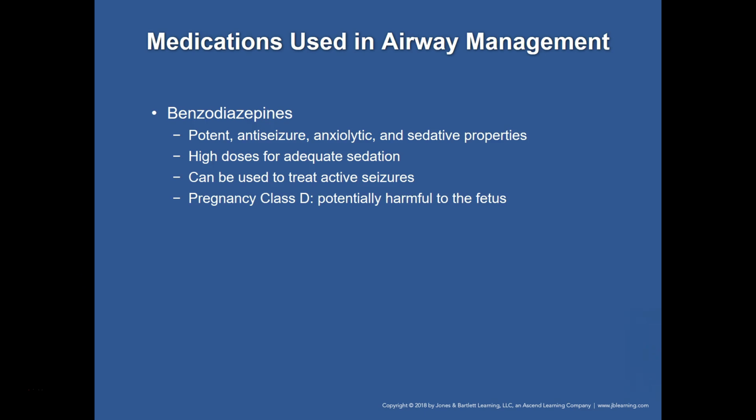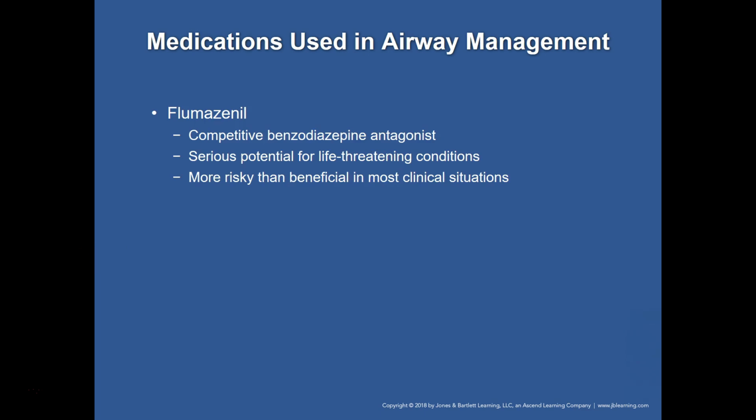Benzodiazepines are our Valium and Valium derivatives. They're potent, good for anti-seizures, sedative, and have some really good sedative properties. Sometimes high doses are required for adequate sedation, so sometimes we'll use Ativan, Versed, those types of things in those instances that have a higher potency. They can be used to treat active seizures. Valium actually works very well for that. It does have a Class D pregnancy precaution. It can be harmful to the fetus, so we have to be careful with that.